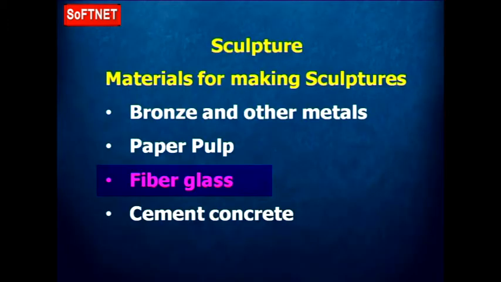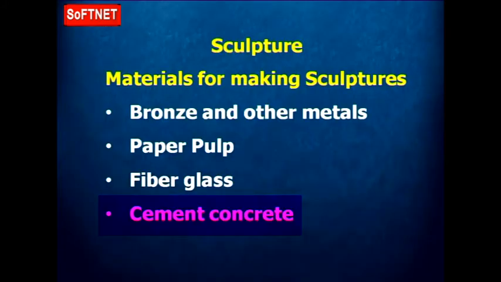Paper pulp is a very commonly used material by craft makers as well as artists. And another modern material, very recently developed, is fiberglass. Fiberglass has been developed as an alternative to bronze, because it gives the same kind of visual effect as bronze, but it is not so durable. Fiberglass is cheaper than bronze. Bronze is a costlier material than fiberglass. So fiberglass is used extensively for lots of commercial sculptures, public sculptures, and for temporary purposes.